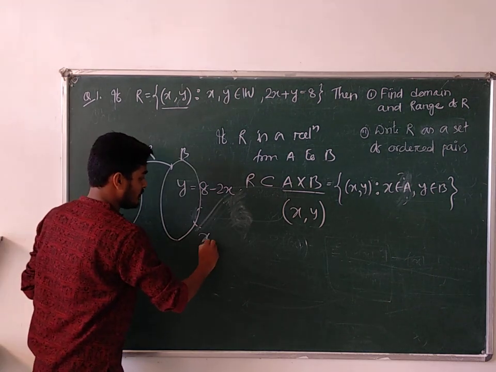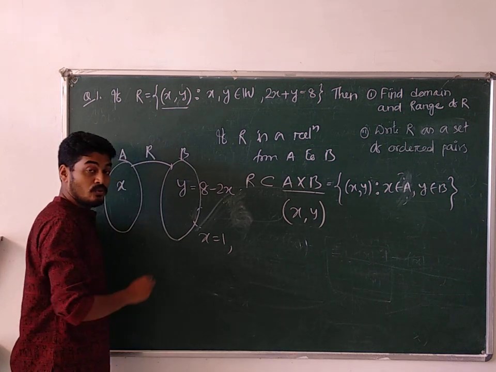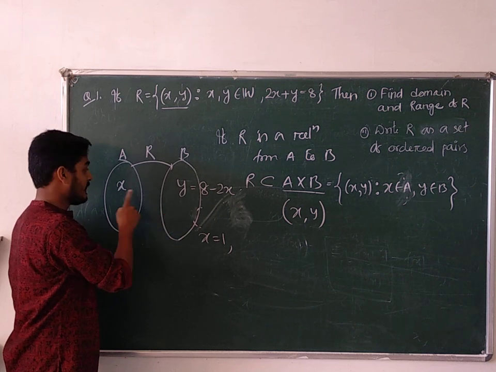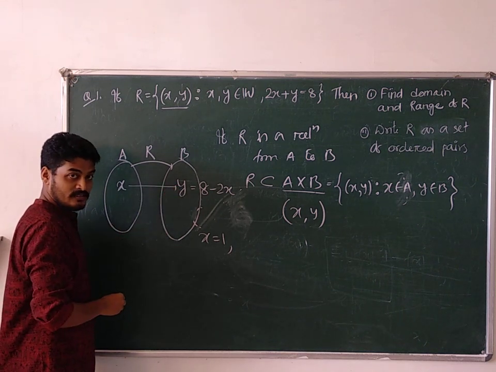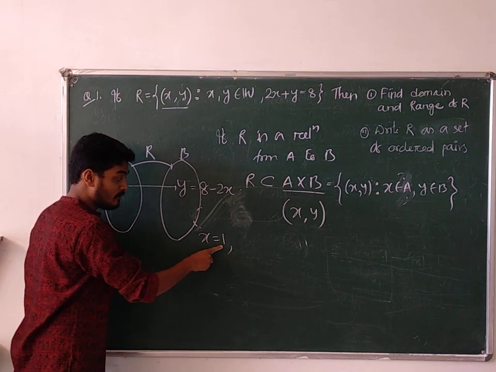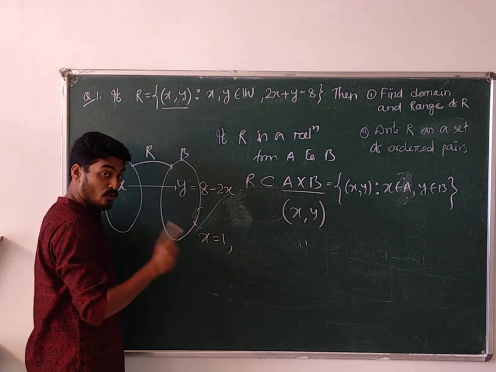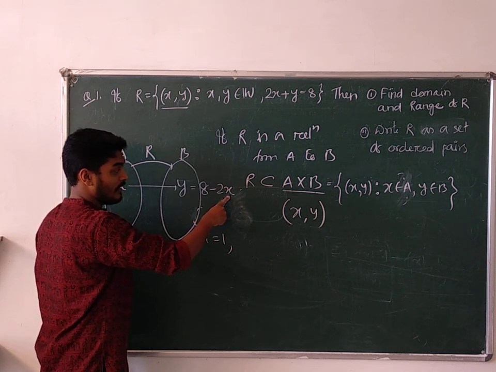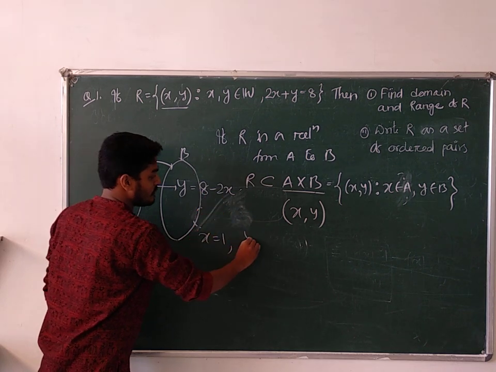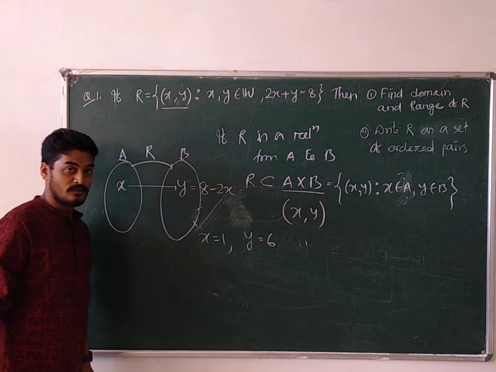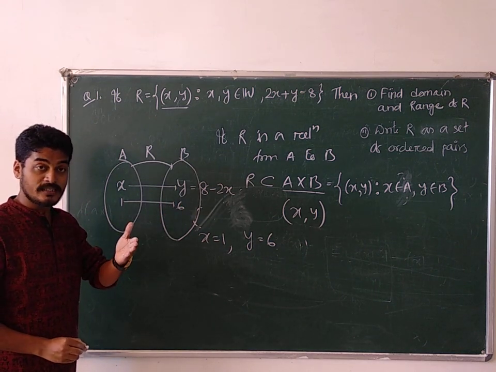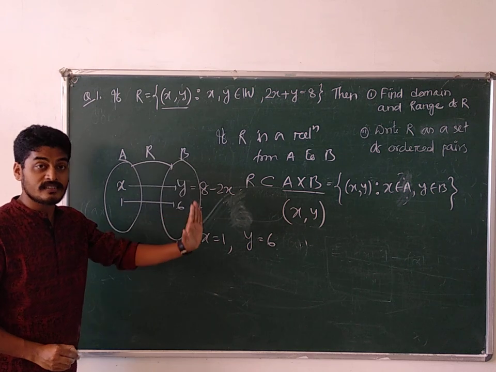Suppose X is equal to 1. Then what is its corresponding value of Y? To know about it, you have to put the value of X equal to 1 here. So 8 minus 2 is equal to 6. That means Y is equal to 6. You are getting the corresponding value. That means 1 is related with 6. I am mentioning the word once again: 1 is related with 6.